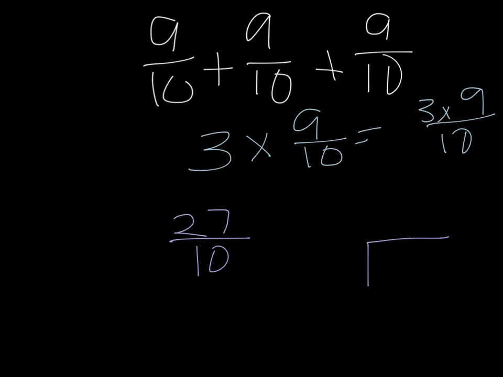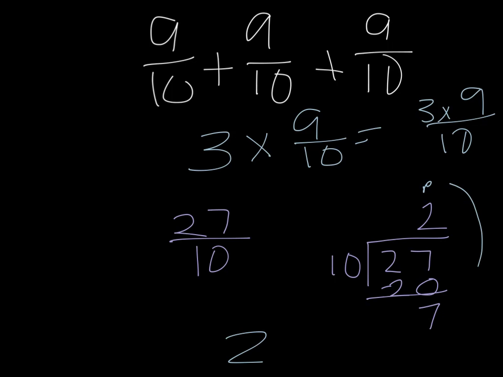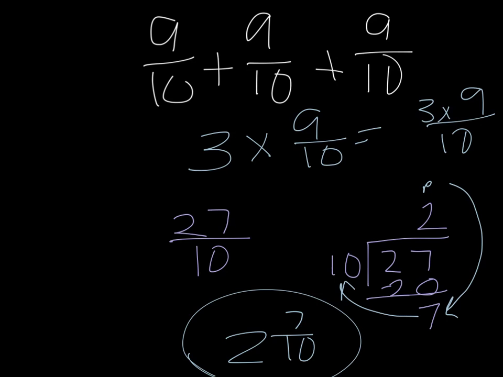I'm going to do that by dividing. So I'm going to take 27 divided by 10. I know 10 can go into 27 twice, and 10 times 2 equals 20. I'm going to subtract to get 7, and then I'm going to go around the clock. So I'm going to start up at 2 for my whole number, move around the clock to 7 for my numerator, and up to 10 for my denominator. So I get 2 7/10.